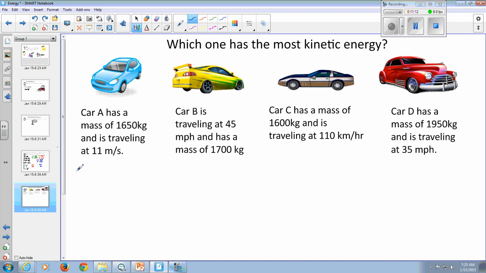Again, we're just calculating kinetic energy. So kinetic energy is equal to 1 half mv squared, or mv squared over 2. Let me rewrite this. Kinetic energy equals mv squared over 2. We're not saying there's a change. We're just saying, this is how fast it's moving, this is its mass, what's its kinetic energy? And which one of these 4 has the most? Go ahead and calculate and see if you come up with the same answers as I do.